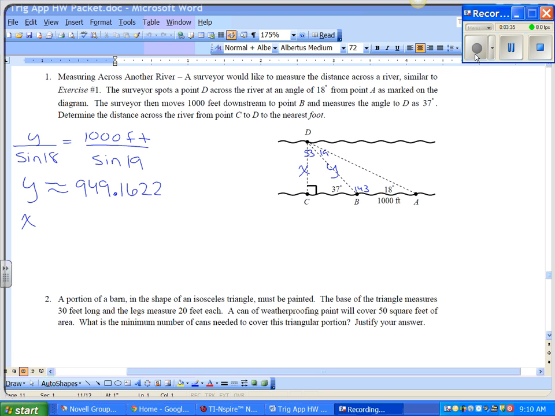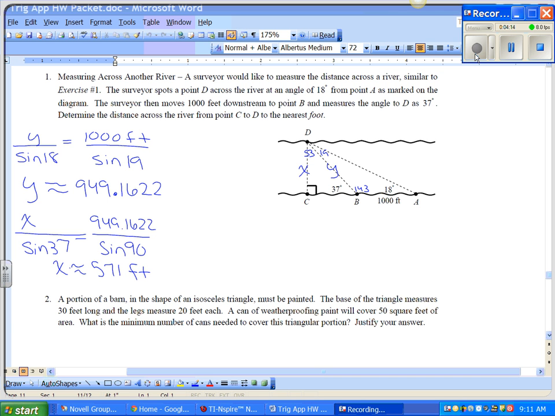Then to find x, we went through with my information for y, and we used law of sines again. So we did x over sine of 37 equals 949.1622 over sine of 37. Are we good? Nope, I did a boo-boo, didn't I? Sine of 90. Sorry about that. And when we cross-multiplied and did our division, we found x to be approximately, what? Yeah, 571 rounded to the nearest foot. Okay, we good? Not bad, right?